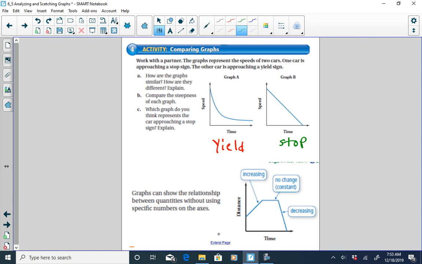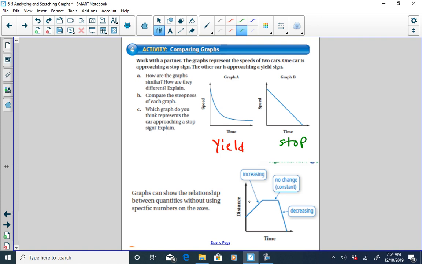All right. Then we have this next example. Graphs can show relationships between quantities without using specific numbers. And that's what we've been looking at here, right? We see that when the line rises from left to right, we show something is increasing, right? We see that over time, the distance is increasing. Here, no change, right? The change is constant. And then we see that distance is decreasing over time. So your line goes down from left to right.